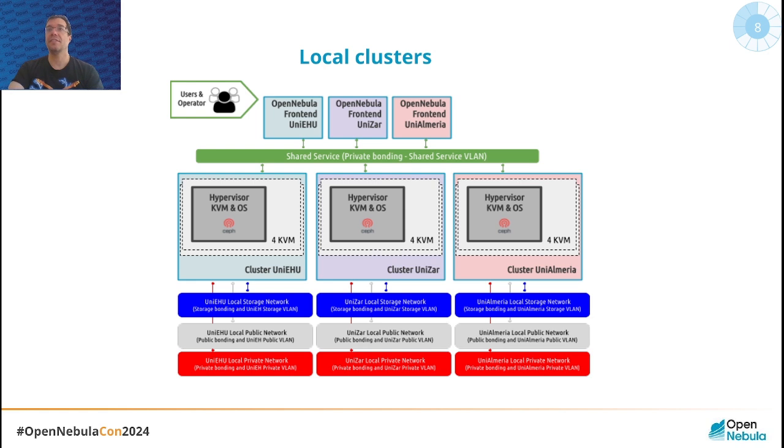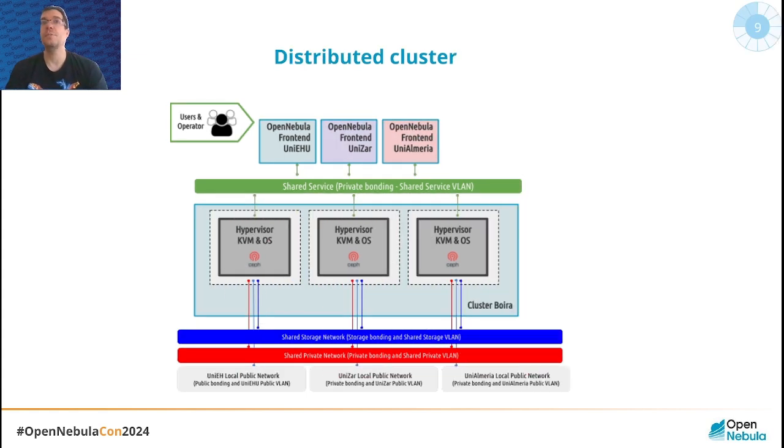The clusters. Each university has 5 servers: 4 servers for the local cluster, and each university contributes 1 server to the distributed cluster. There are 3 OpenNebula frontends in high availability. The distributed cluster allows us to replicate data and do hot migration of virtual machines between universities.